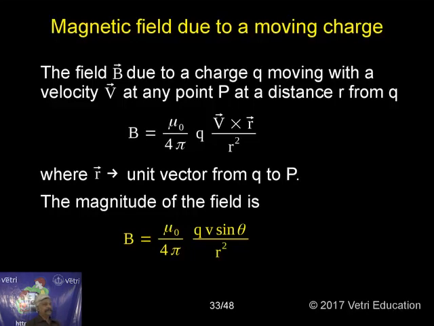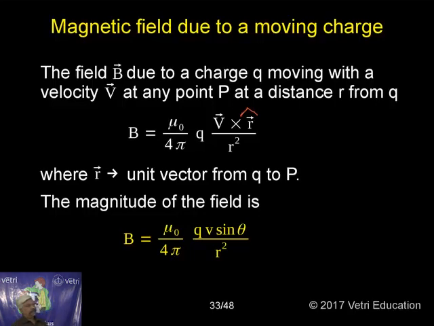So I want to find out the field when the charge is in motion, or current. Current means the rate of flow of charge. The charge should flow in a particular direction. If the charge is flowing, how much magnetic field is created? The field B due to a charge Q moving with velocity V at any point P at a distance R from the charge Q is B equals mu naught by 4 pi, Q into V cross R by R squared. Here R is the unit vector.